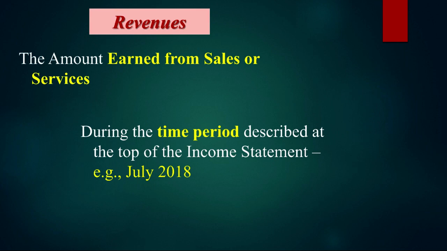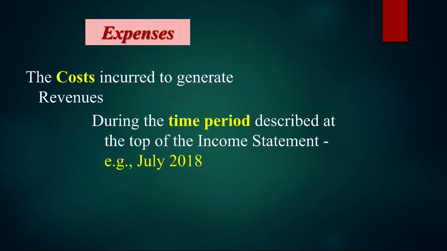The amount earned from sales or service during a specific time period. What are expenses? The costs incurred to generate those revenues. So during that same time period, employee salaries and wages were about $16,800. As we said, there are other expenses, insurance, supplies, and remember, costs and expenses mean the same thing. Net income and profit mean the same thing.